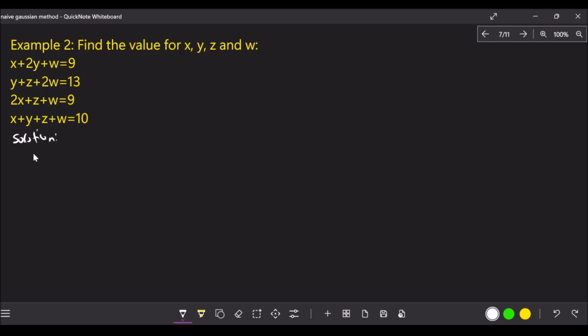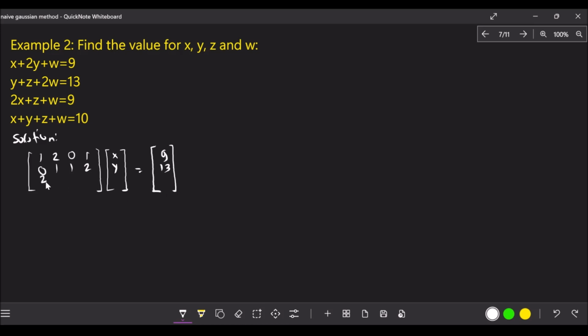The very first thing to do is to create the A times X equals B matrix. For the first equation, we have the coefficients 1, 2, and we don't have Z, so that will be 0, then 1, multiplied by X, and this will be equal to 9. The next one, the second equation: we don't have X, so 0, then 1 for Y, 1 for Z, and 2 for W. This will be equal to 13.